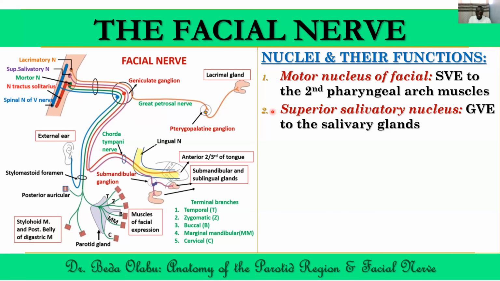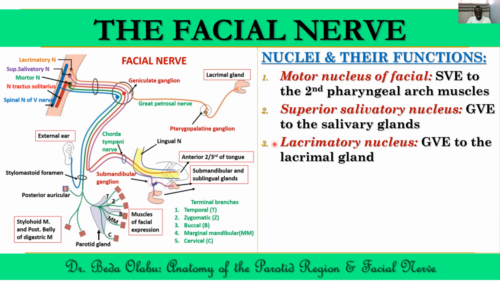So superior salivatory nucleus gives rise to parasympathetic outflow that goes to the salivary glands. In particular, we have the submandibular and sublingual salivary glands. Those are the major ones, but there are other minor ones.